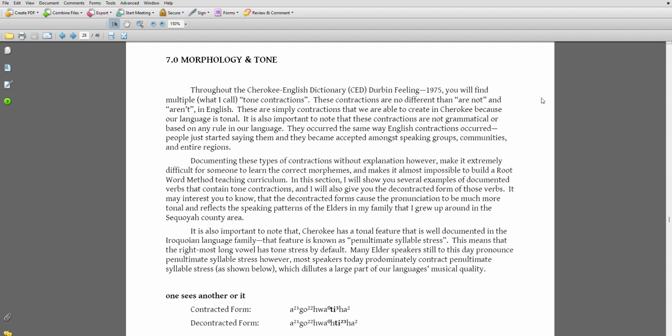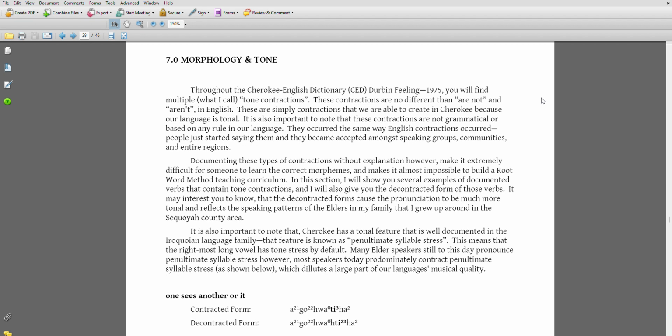Morphology and tone. Throughout the Cherokee English Dictionary, or the CED by Durbin Feeling, 1975, you will find multiple what I call tone contractions. These contractions are no different than are not and aren't in English. These are simply contractions that we are able to create in Cherokee because our language is tonal. It is also important to note that these contractions are not grammatical or based on any rule in our language. They occurred the same way English contractions occurred. People just started saying them, and they became accepted amongst speaking groups, communities, and entire regions.